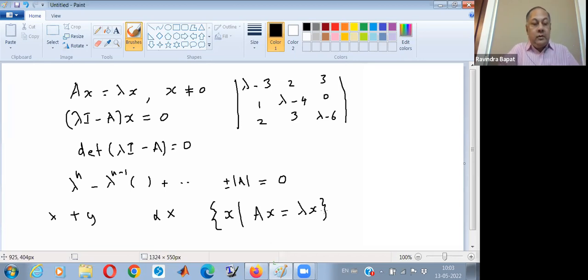Now some of the properties of eigenvalues. Like for the invertible matrix, there are many equivalent definitions: full rank, full row rank, full column rank. All those 8 or 10 very basic definitions are there. Similarly, here we can use that. For example, A and A transpose have the same eigenvalues.